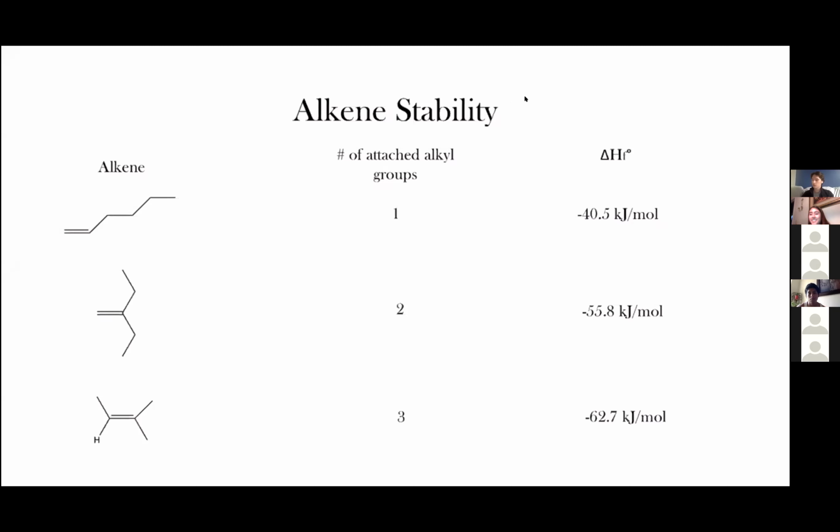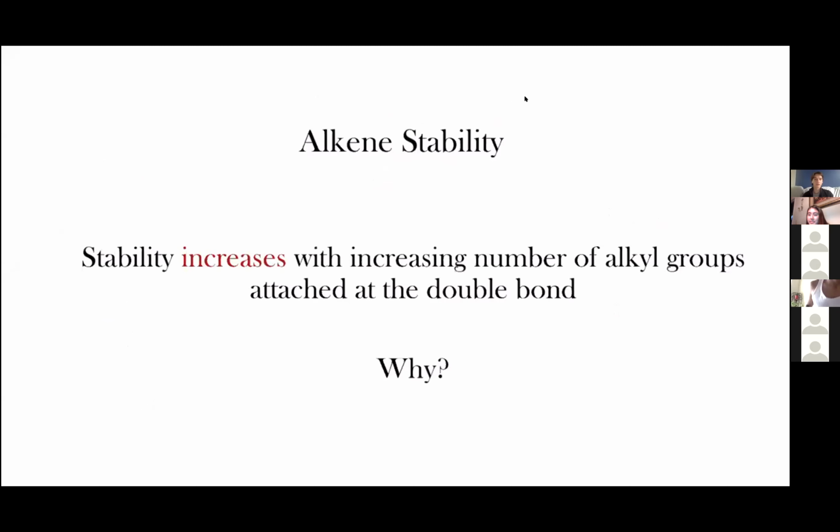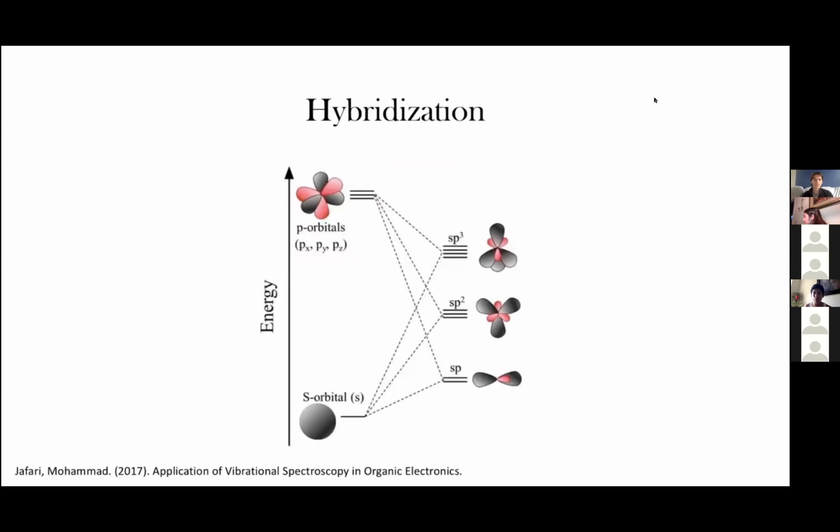So let's just take a look. So as I said, stability increases with increasing number of alkyl groups attached at the double bond. And so let's look at why. So this might horrify you. Just a little throwback to Gen Chem.